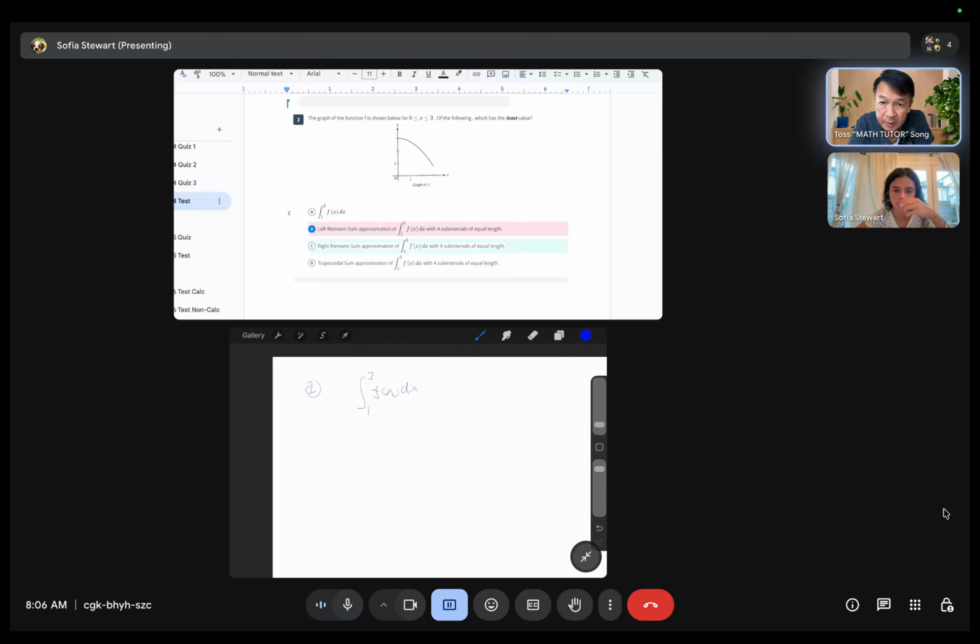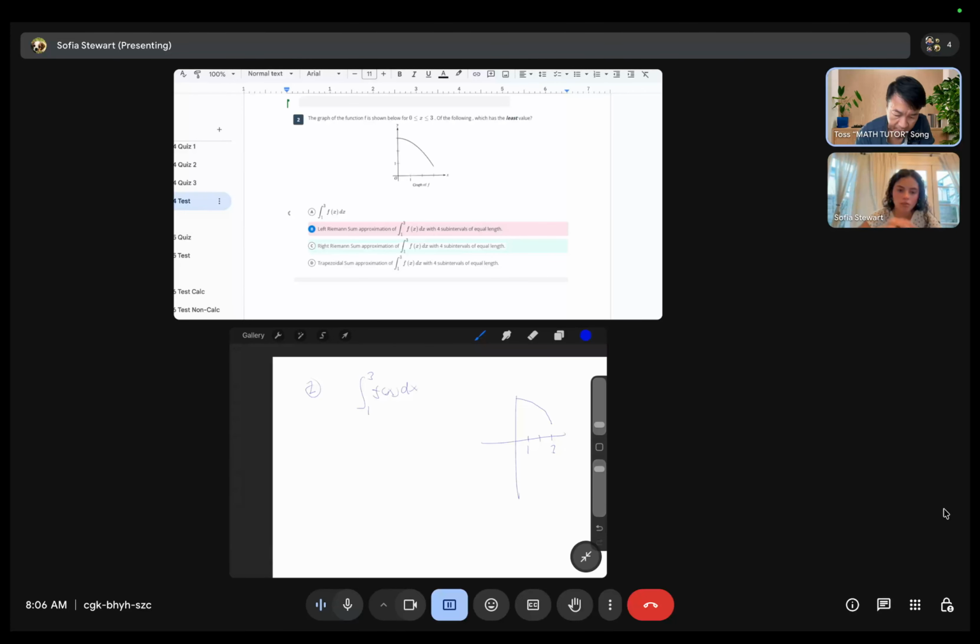You're supposed to do it between 1 and 3, right? I can sketch it quickly here, something like this. It stops there and it's got to linger there. I think that's at 3. Yeah, it looks like at 3. But what is it? Which of the following has the least value?